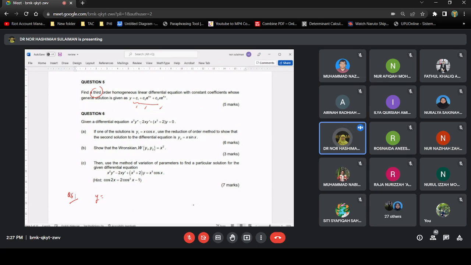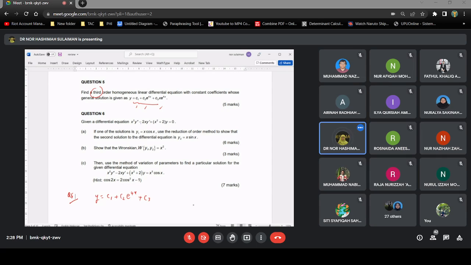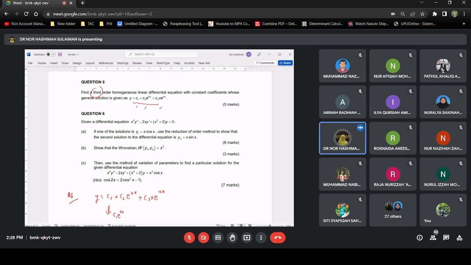So yang given y equals to C1 plus C2 e to the power of 4x plus C3 x e to the power of 4x. By studying the form of the solution tu, notice that the first term contains only a constant C1. Okay, dia tak ada function in terms of x, but it is understood that if you were to write it properly, it should be C1 e to the power of 0x, right? The coefficient of the x tu adalah kosong. So maknanya tak nak tulis pun tak apalah, jadi C1.